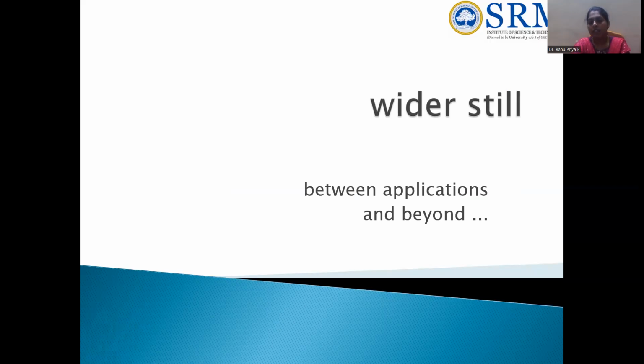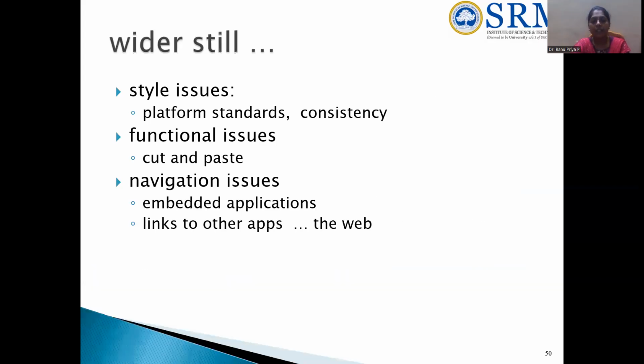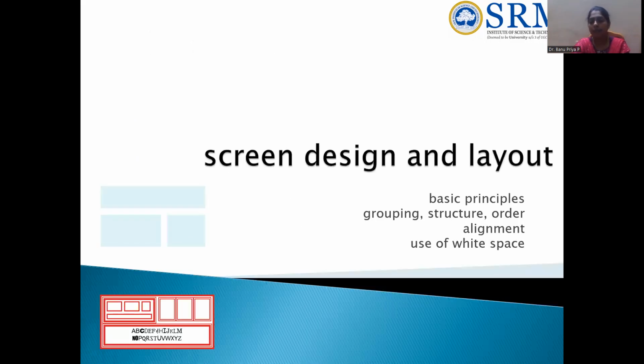Wider still, in the sense, between the applications or beyond the application, what can be done? In the sense, the style issues, the standards and consistencies to be understood within the functional issues, the cut and paste, the navigational issues like embedded applications, other apps via web.